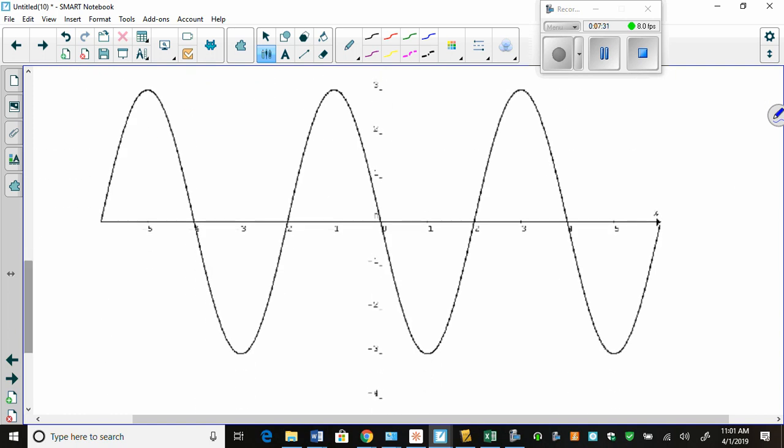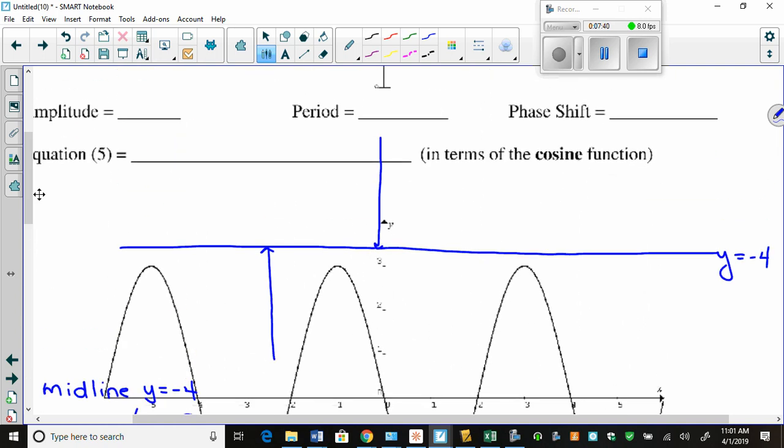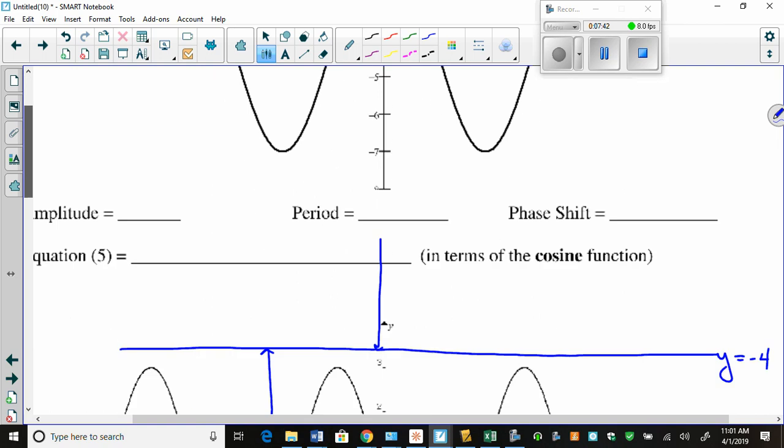This one, I go from -3 to 3, so that's a distance of 6 again, divided by 2, amplitude of 3. So these graphs actually have the exact same amplitude. They're the same height from min to max.